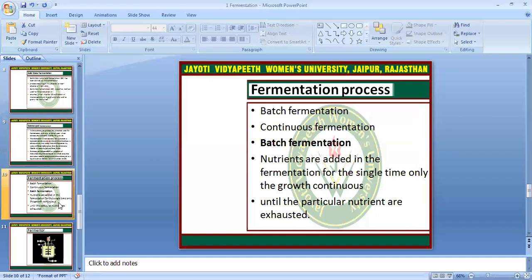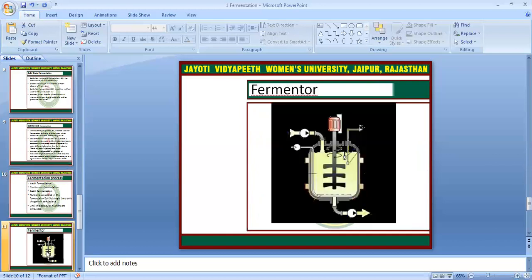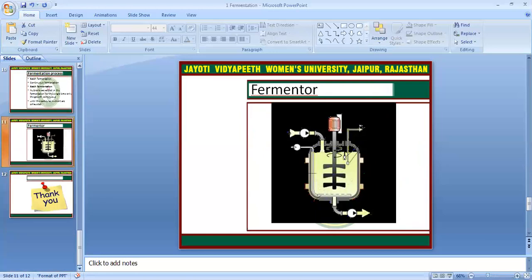Fermentation process. There are two kinds of fermentation: batch fermentation and continuous fermentation. In the batch fermentation process, nutrients are added to the fermenter a single time only. The growth continues until the particular nutrient is exhausted, and this is the batch fermentation diagram. Further, we will discuss continuous fermentation in the next lecture.